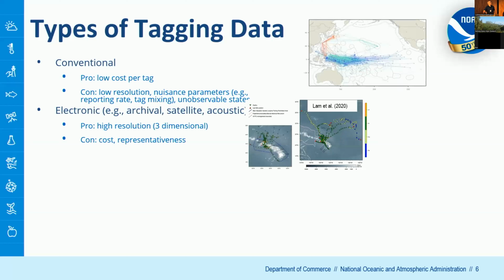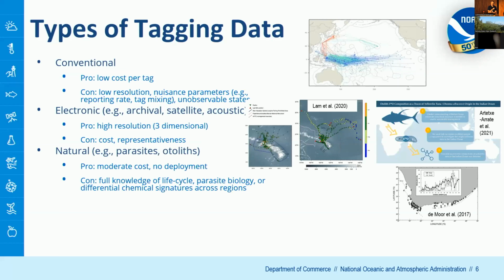Conversely, sorry, all the formatting got messed up on this, different versions of PowerPoint on these computers. Anyways, there's electronic tags, and with electronic tags you've got archival, satellite, acoustic tags, all sorts of different kinds. You get much more high resolution data, but there are always questions about representativeness, because now you only have a few tag tracks. You know exactly where those fish went, more or less, but you can't put out 100,000 tags.